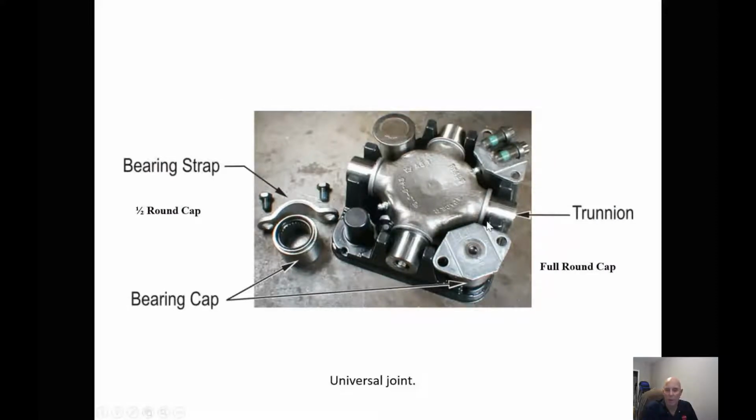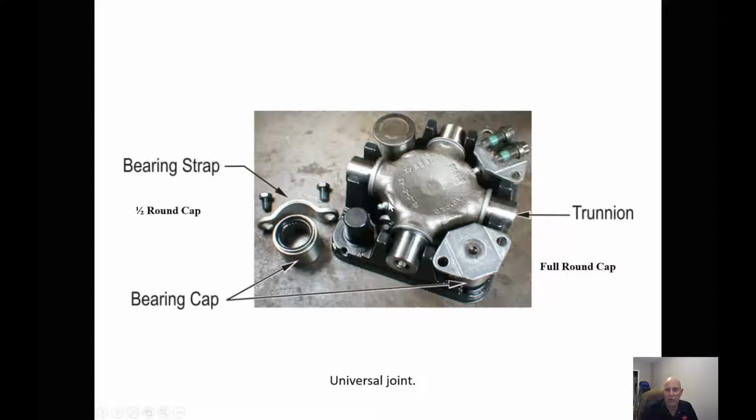When we take a look at our universal joints, a couple things: this is a half round and this is a full round cap, and you'll see that we have some Nyloc nuts on the bolts. They don't use the clips anymore. And also we'll have two grease nipples. One of the things to get in the habit of is lining up all the grease nipples all the way down the drive line, and that's to make it easier for us so that when we go in to grease it, we don't have any issues.